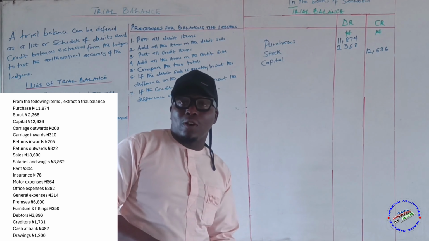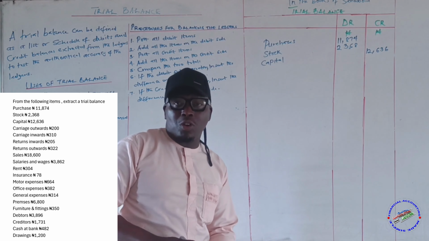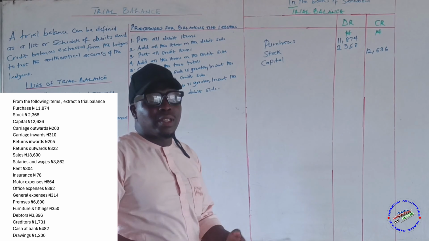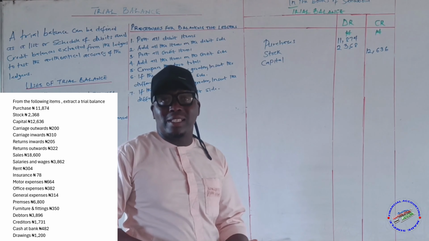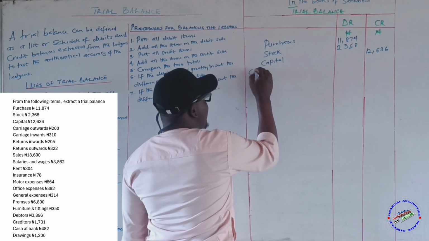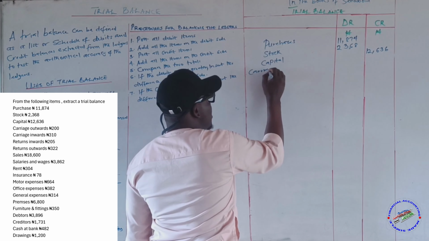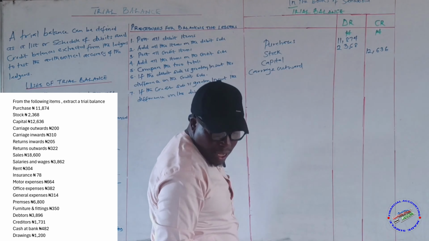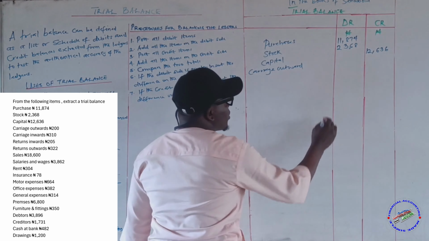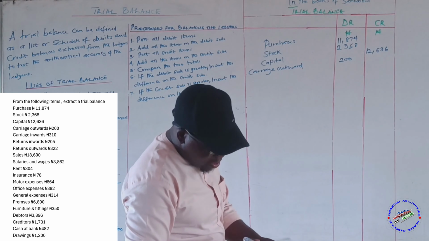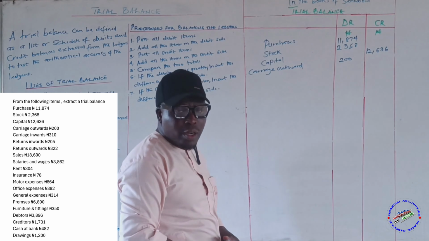The next one is carriage outward. Carriage outward is the cost of moving or transporting goods from your store to your customers. So this cost falls under expenses, so it's going to have a debit balance. So we have carriage outward, that's 200 naira.